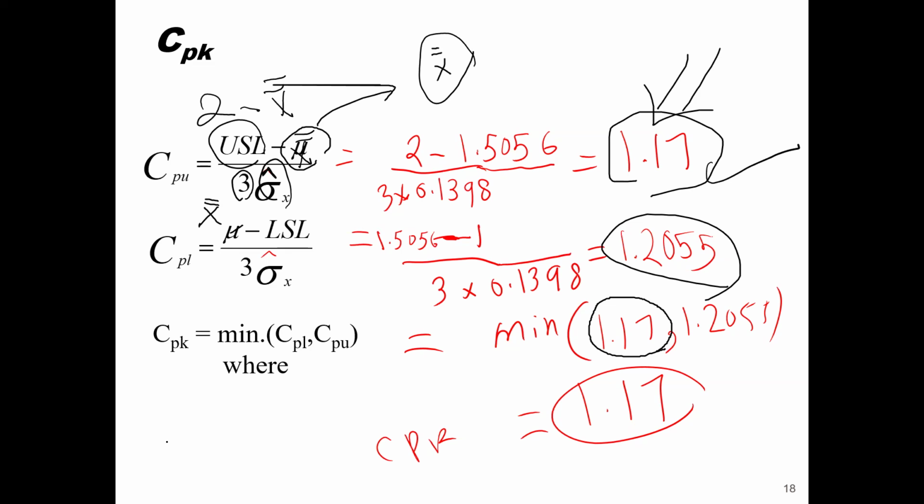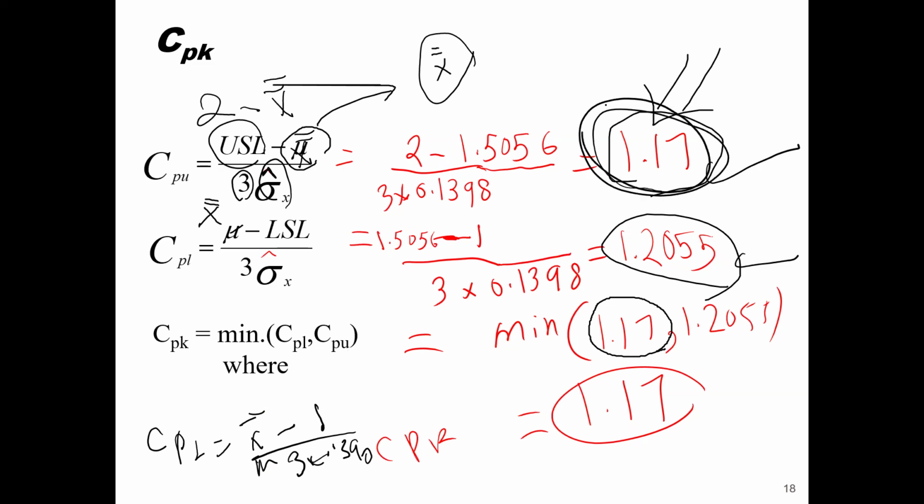We do the same thing for the lower. CPK lower is equal to X double bar or mu minus the lower specification limit, which is 1 in our case, divided by 3 times 0.1398, and we get the CPK lower. And what do we select? We select the smaller one. Because CPK is the minimum of the upper and the lower, in our case, we select this.